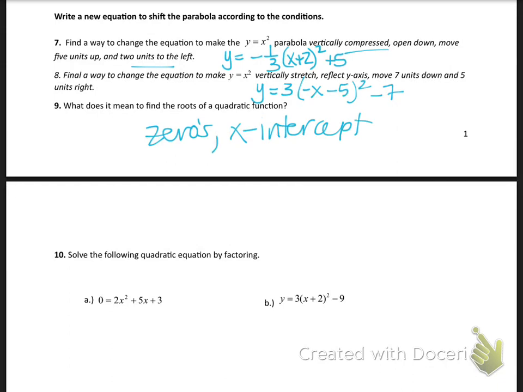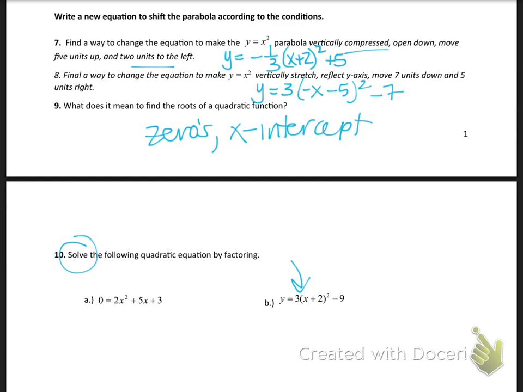Okay, solve the following quadratic equations by factoring. This one we're actually not going to factor. I'm going to use the square root property because it'll be a little bit easier. I can show you the process of solving by factoring in a little bit, but it'll be easier to use the square root property for that one. When we solve, that means we're actually finding the x-intercepts.